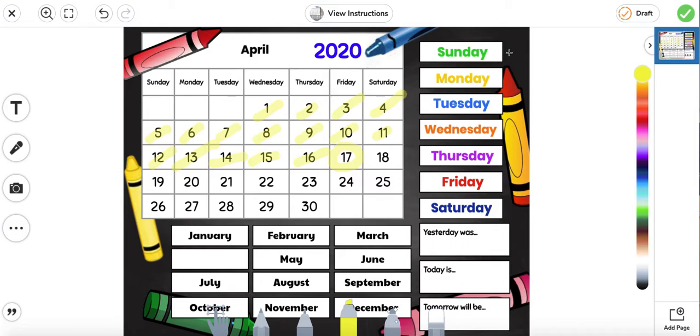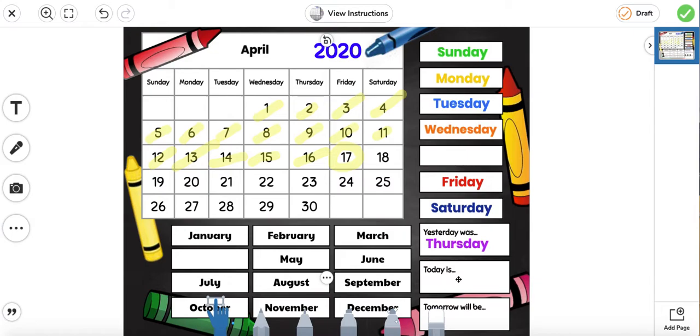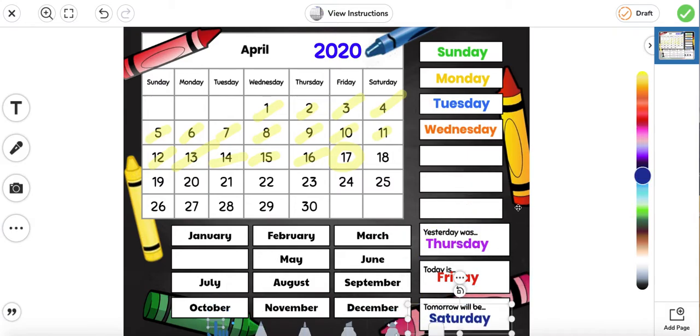Let's look at the days of the week. Sunday, Monday, Tuesday, Wednesday, Thursday, Friday, Saturday. There are 7 days in a week. If today is Friday, yesterday was Thursday. Today is Friday. If today is Friday, what is tomorrow? Yes, tomorrow will be Saturday.